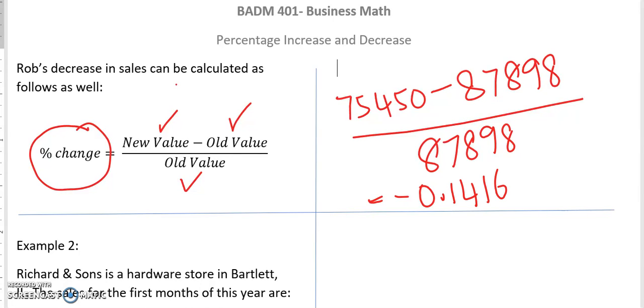0.1416. If I convert this to percentage, it is going to be minus 14.16%. This minus here tells me that there is a decrease. If the percent change is negative, then we can say that there is a decrease. If the percent change is positive, then we can say that there is an increase. And that's how we can find out the increase or decrease using percentages.